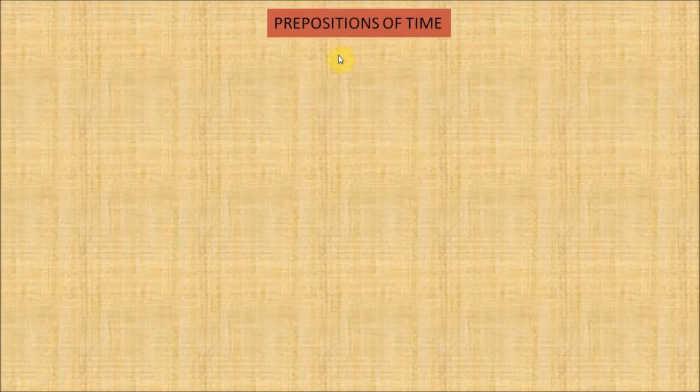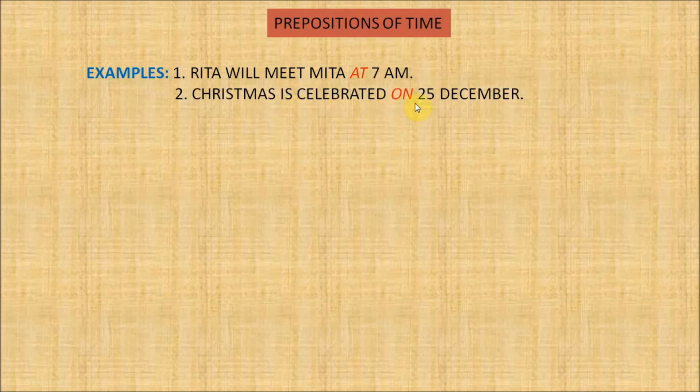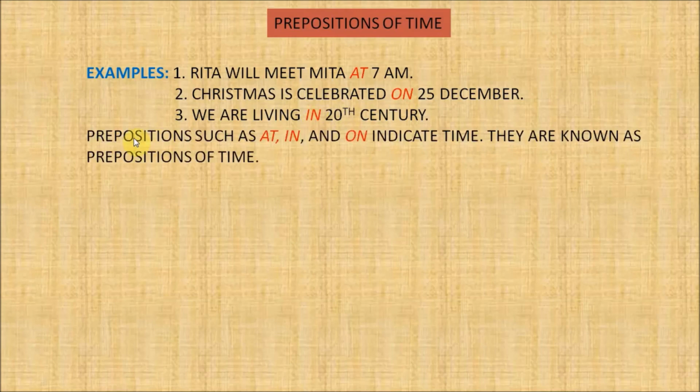Now let's see prepositions of time. Let's see examples first. Rita will meet Meeta at 7 a.m. Christmas is celebrated on 25th December. We are living in the 20th century. So the words such as at, on, in tell us about the time. So we can say prepositions such as at, in and on indicate time. They are known as prepositions of time.